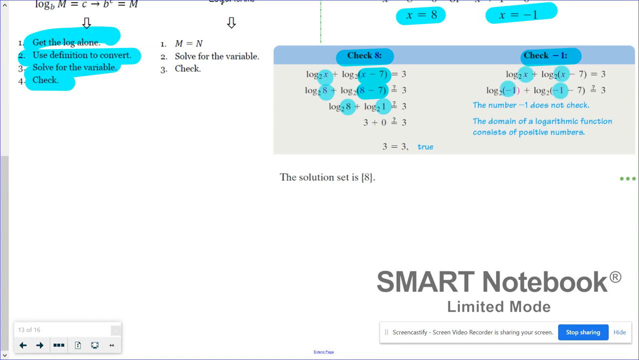And look, they have log base 2 of -1. That is not defined. You can't have log base anything of a negative number. The domain of a logarithmic function consists of positive numbers only. So there's only one solution here. Algebraically, we got two solutions, but only one of them is defined for a logarithmic function. So the solution is simply 8.